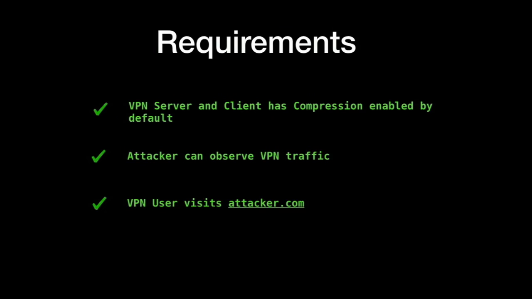So let's talk about the requirements here. As an attacker, you want your VPN server and client to use compression, and if it's enabled by default, that's great. As in a regular MITM attack, you want to observe the length as well, which is possible. And like the BEAST and CRIME style attacks, you want the victim to visit your attacker website. So in this case, attacker.com injects your malicious JavaScript, which steals the data.